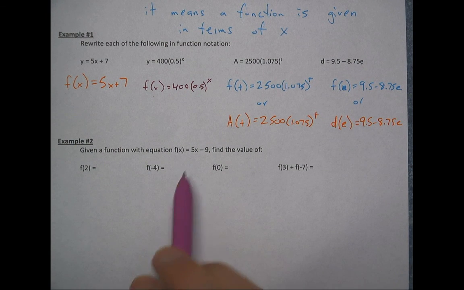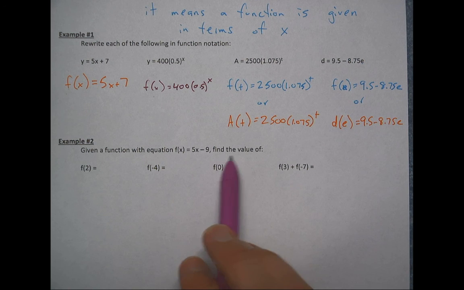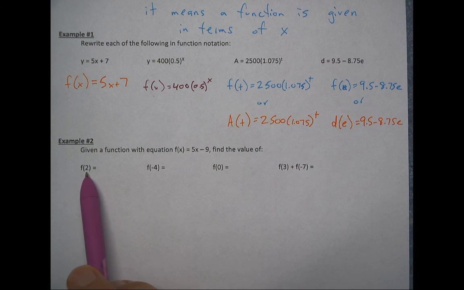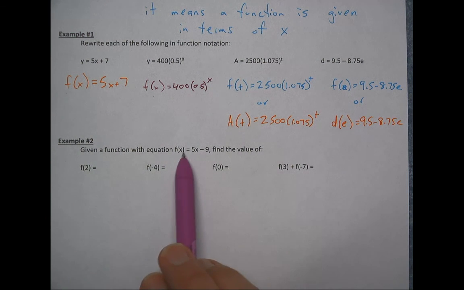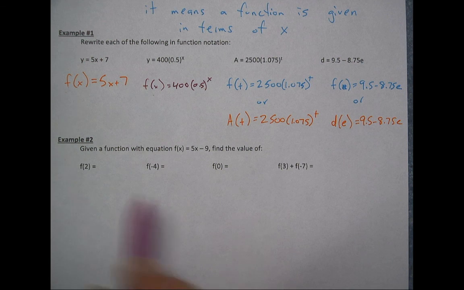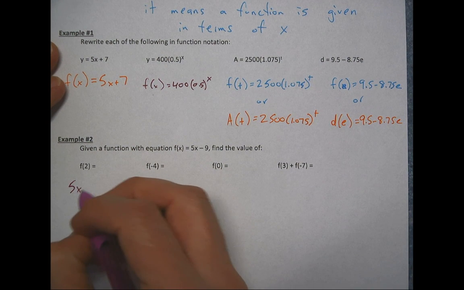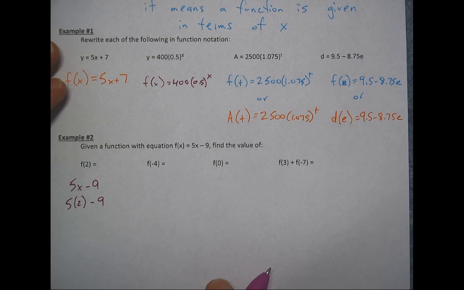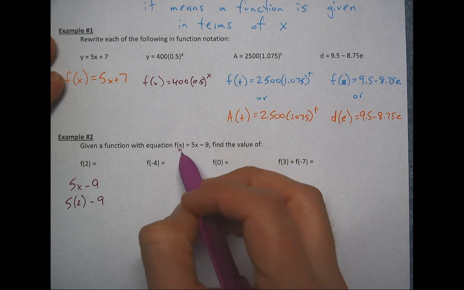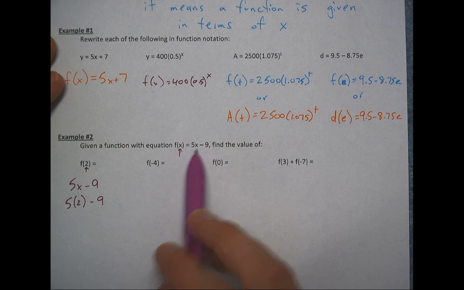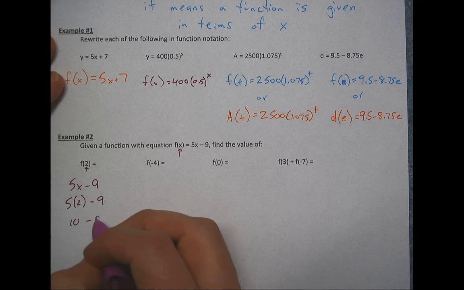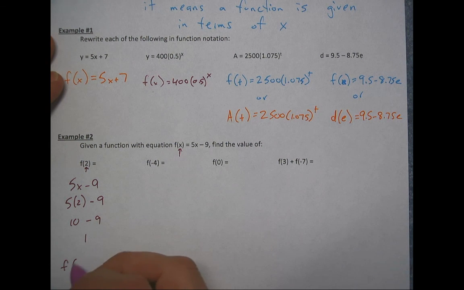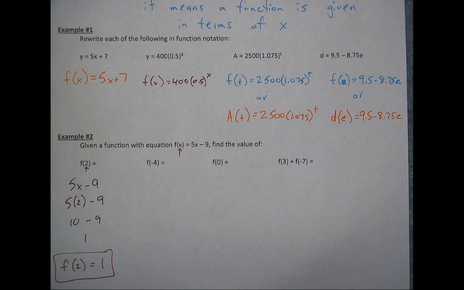Okay, so we're going to slide down to example number 2. Given a function with this equation, f of x equals 5x minus 9, find the value of f of 2. So f of 2, we're going to start with 5x minus 9, is 5 times 2. When you see the notation like this, we want to know what's the value of the function at 2. So we're plugging in 2 for x. So 5 times 2 is 10, and 10 minus 9 is 1, and so f of 2 is 1. The value of the function at 2 is 1.